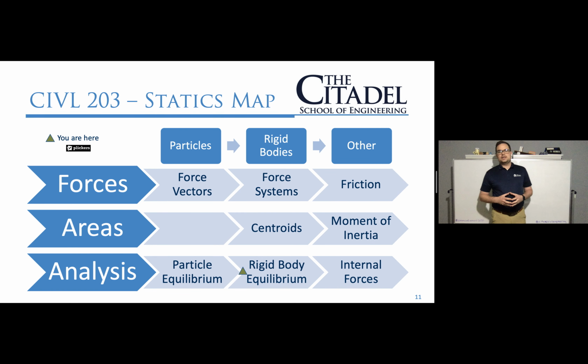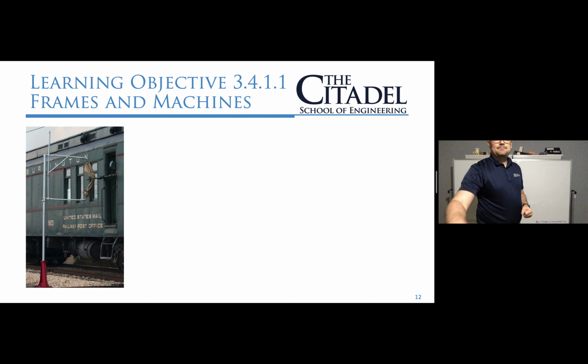We're currently looking at rigid body equilibrium in our analysis phase, so we're going to continue to use force vectors. We're continuing to look at force systems and centroids, and we're even doing our rigid body equilibrium, but now we're going to take it a step further. In many ways, there's no new content for us to talk about now. It's just new ways of applying that rigid body equilibrium that makes up the heart and soul of statics. And so with that, I want to talk about frames and machines.